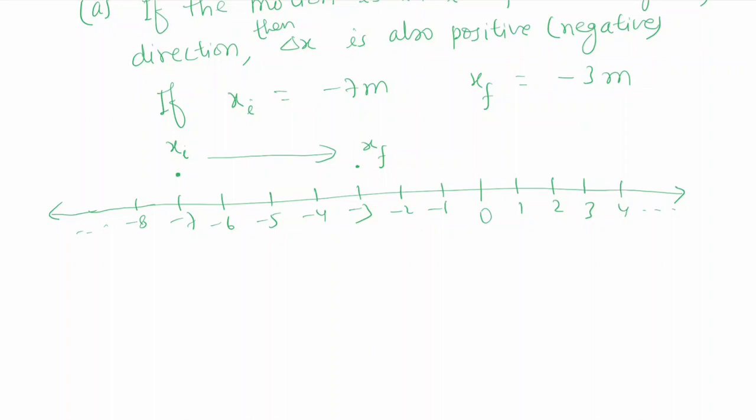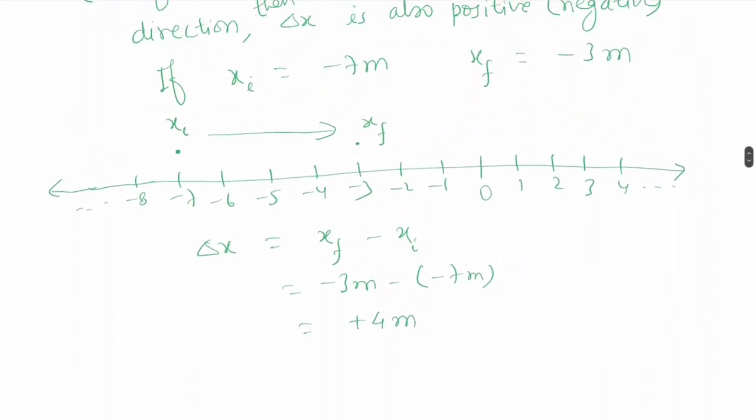So what we have just stated, that if the motion is in the positive direction, displacement must be positive. So let us try to put these 2 values of the positions into our formula. So we have displacement delta x is equal to xf minus xi, which is minus 3 meter minus minus 7 meter, which is equal to plus 4 meter. So hence the displacement is positive.